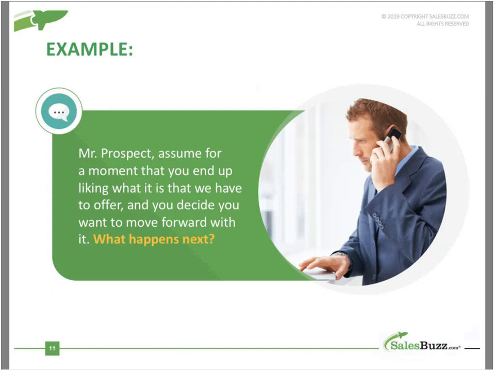So let me just backtrack for a second here. You're at the point where you have to identify their role. You knew what title to start with, right, to get the conversation going. You got the conversation going, and now it's time to identify their true role in the decision-making process. You go, other than yourself, who else is involved in the decision-making process on something like this? They say, oh, it's my decision. You go, okay, well, assume for a moment then that you end up liking what it is we have to offer, and let's say you decide you want to move forward with it. You know, what happens next? Where do we go from there?